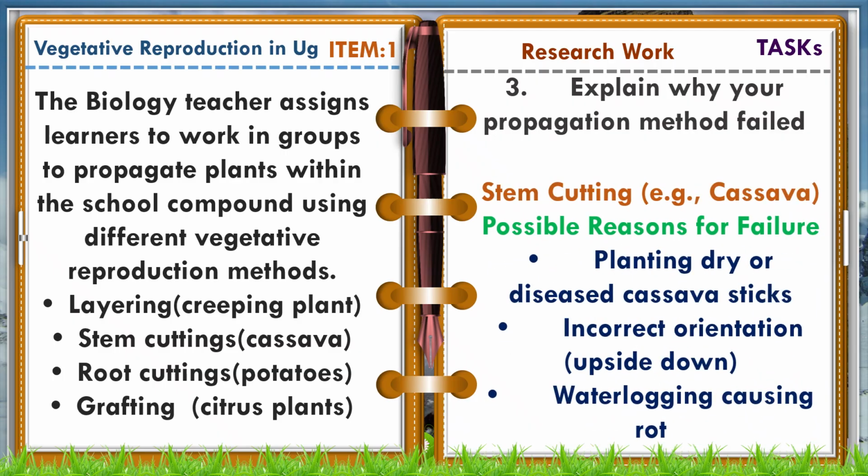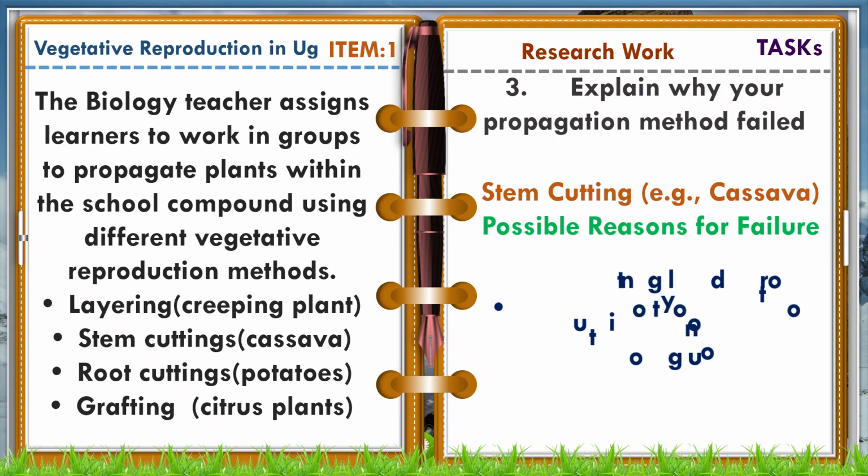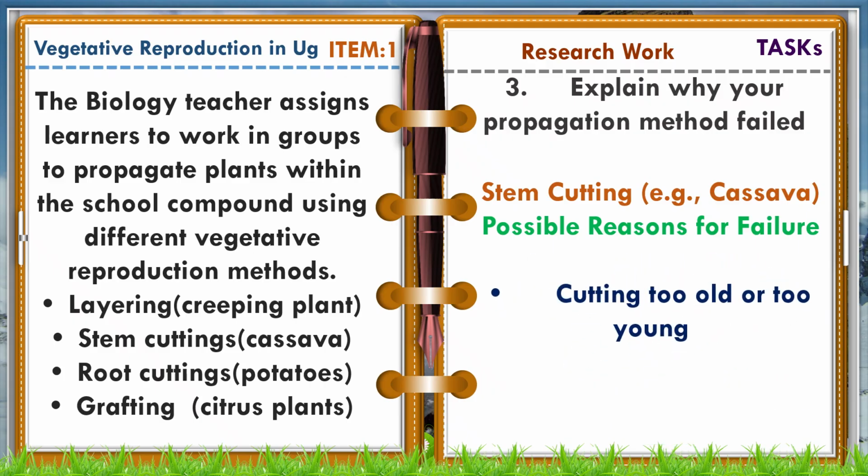And the planting of dry, diseased cassava sticks. There was also some incorrect orientation, upside down. There was waterlogging, causing rot. Then the cuttings were too old or too young.